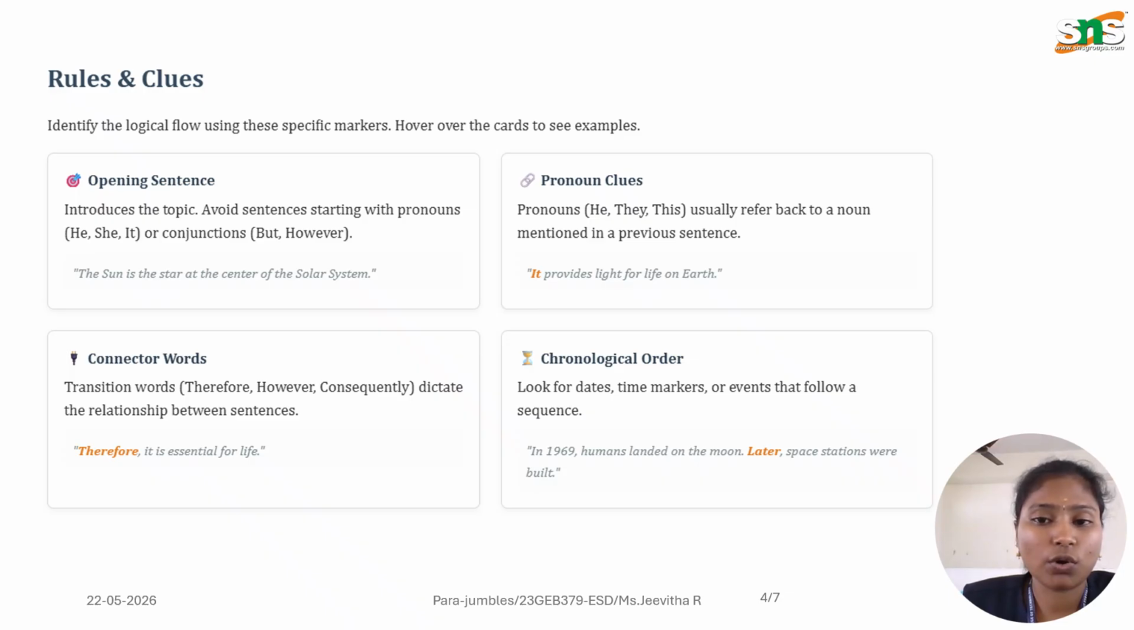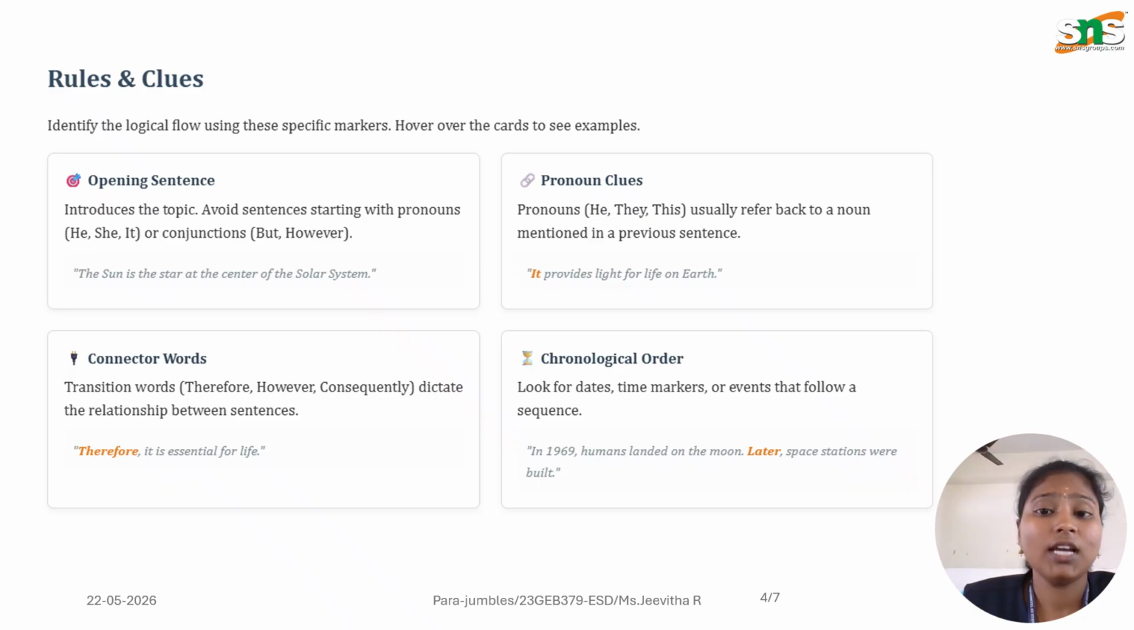Look at the example. The sun is the star at the center of the solar system. This is a perfect independent starter. And pronoun clues. Pronouns like he, they, or this always point back to a noun mentioned earlier. If a sentence says it provides light for life on earth, your brain must immediately ask, what does it mean? It refers back to the sun. That creates an instant pair.